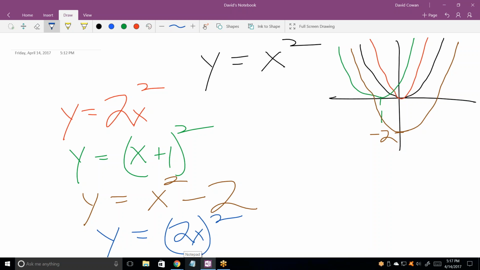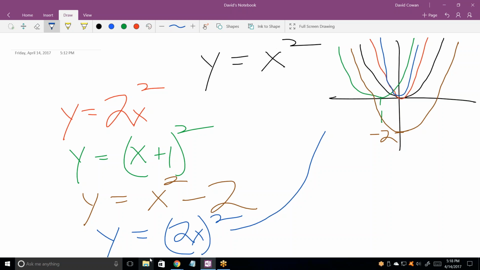If it's inside the function, then it's a horizontal transformation. And horizontals work slightly different than verticals. When the number is greater than 1, it's a horizontal shrink. If the number is less than 1, it's a horizontal stretch. So if I were going to draw my blue up here, I'm basically looking at 4x squared, which is even tighter than my red.